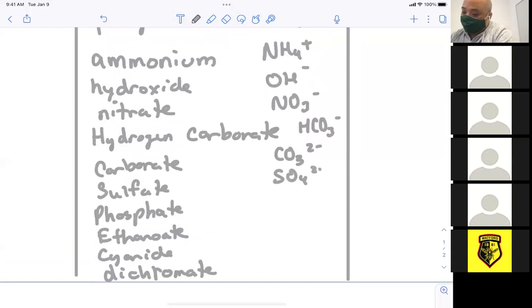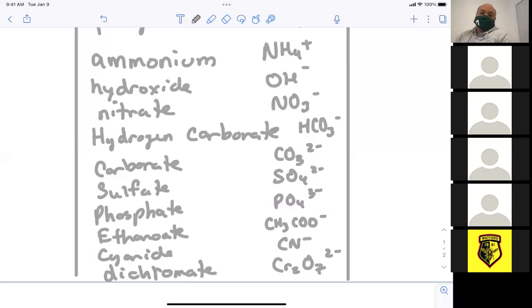Sulfate, SO4 2 minus. Phosphate, PO4 3 minus. Ethanoate, CH3COO minus. Cyanide, CN minus, and dichromate, Cr2O7 2 minus. Yes, this is something that you have to know for the IB exam.